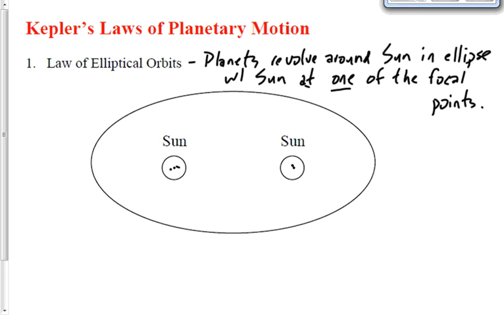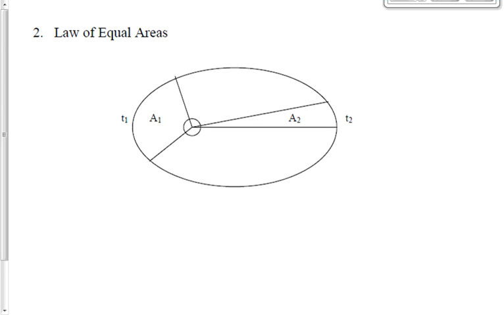Second law, this one's a little bit trickier. This one's the law of equal areas. Now, before you copy this down, just pay attention. I'll give you a chance to copy it down in a second here. The law of equal areas, I'm going to give it to you in words, but the words aren't going to make a whole lot of sense. The diagram, once I complete it, is going to make a lot more sense, I think, I hope.